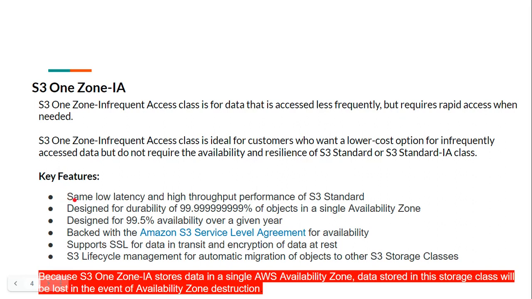So, S3 One-Zone Infrequent Access class provides the same low latency and high throughput performance as S3 Standard class. S3 One-Zone Infrequent Access class is also designed for durability of 99.119% of objects, but only in a single availability zone. It is designed for 99.5% availability over a given year. This is less than S3 Standard and S3 Standard Infrequent Access classes.